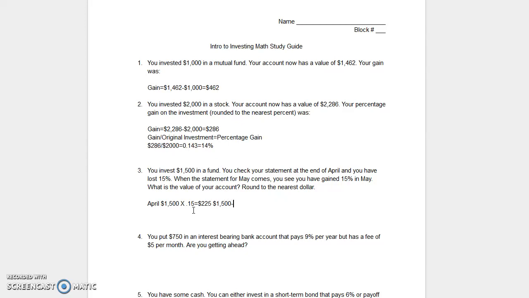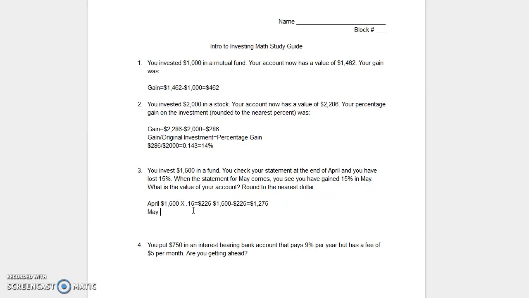And we lost, so we subtract $225. So our new total is going to be $1,275 for us to start in the month of May. So let's go ahead and move that balance forward to May, not the original $1,500 because we lost $225 in April. So our new total is $1,275, and this time it says we actually gained in May.